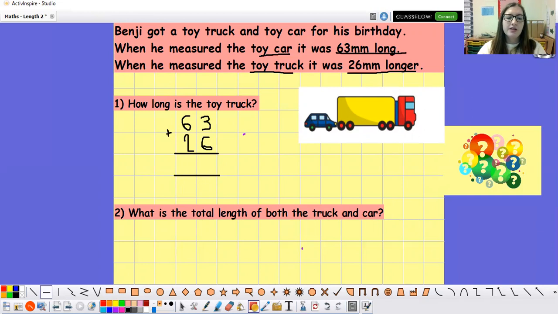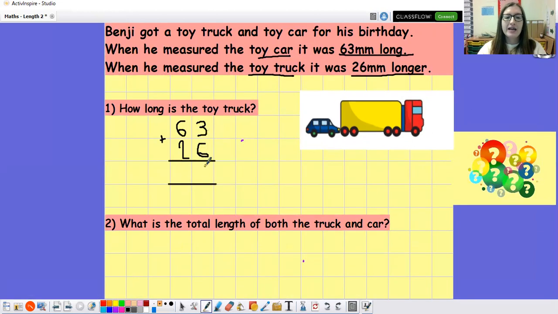There we go. So starting in our ones, 3 add 6 is 9. And 6 tens and 2 tens is 8 tens. Well done. Am I done now? No, silly Miss Waterhouse, I've not told you 89 what. So the truck is 89 millimeters, isn't it? Millimeters. There we go.